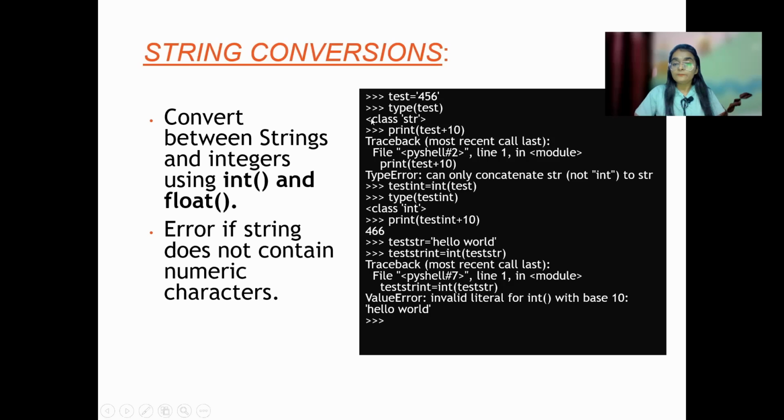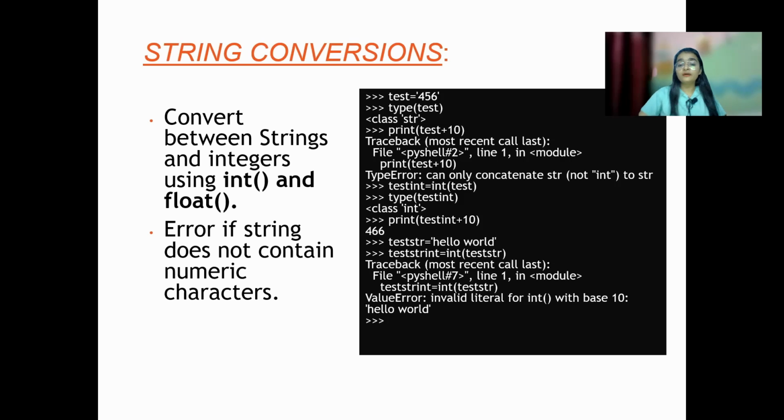For example, I have this particular part, a test that is equal to 456, and that is basically a string type. And type of test is what gives us the type of that particular variable test, and that is nothing but string, right? Whenever we are printing the value of test plus 10, here I am adding an integer to a string, which cannot be possible in Python. So it will give us a traceback that no, you cannot add integer to a string, right?